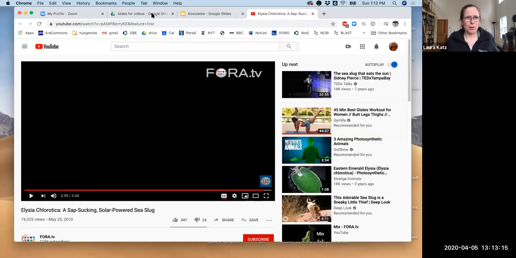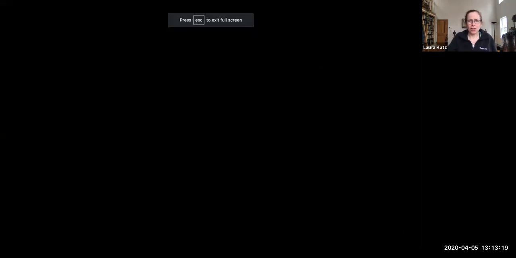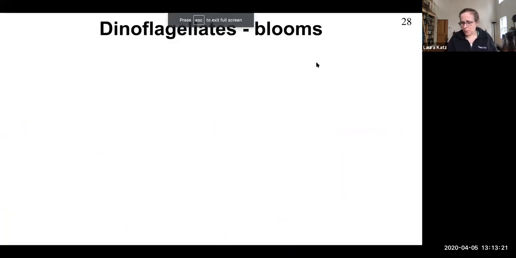So pretty crazy. I encourage you to Google these green animals. There's many kinds, and people are beginning to understand more about the physiology. The lateral gene transfer is controversial, but still intriguing. So dinoflagellates can be friendly. They can also be harmful and form blooms, but not every bloom is harmful.